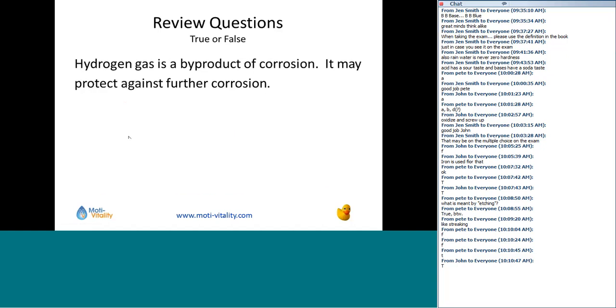Hydrogen gas is a byproduct of corrosion and may protect against further corrosion. True or false? That is absolutely true. Definitely true.